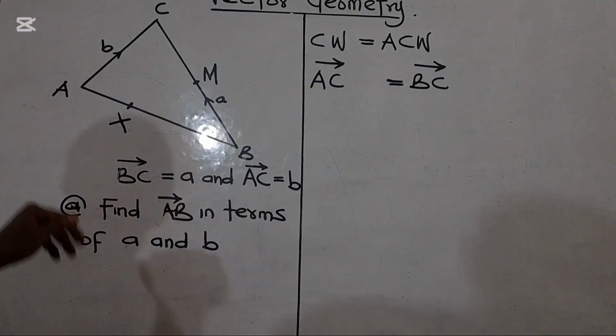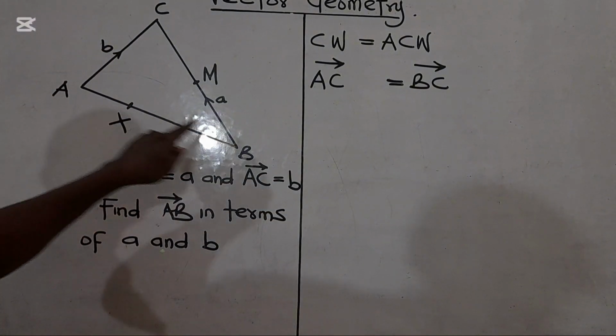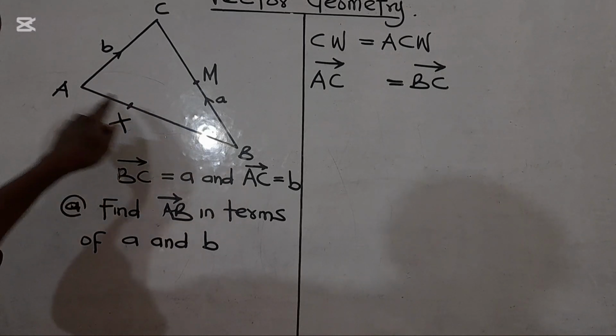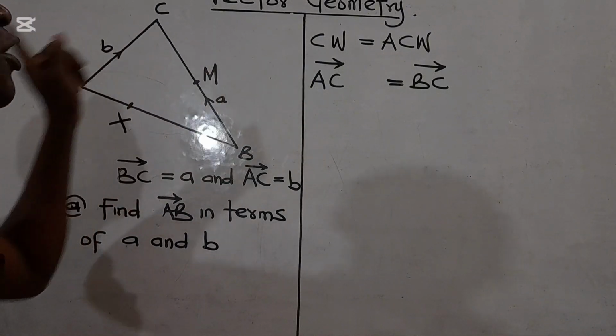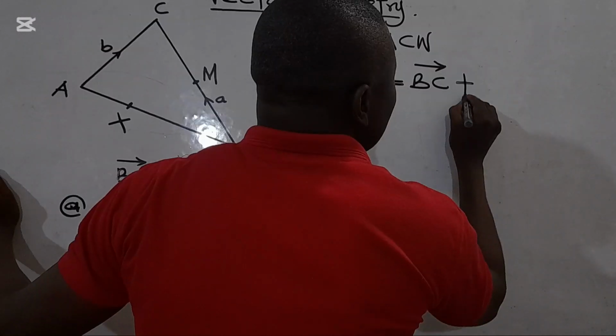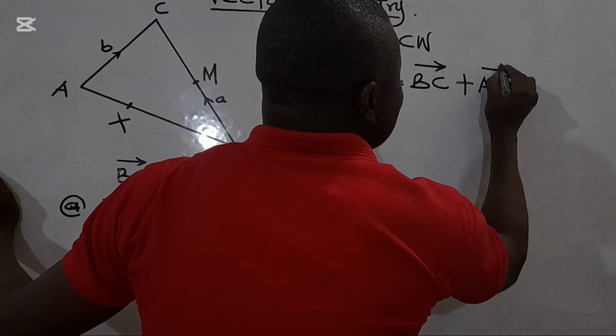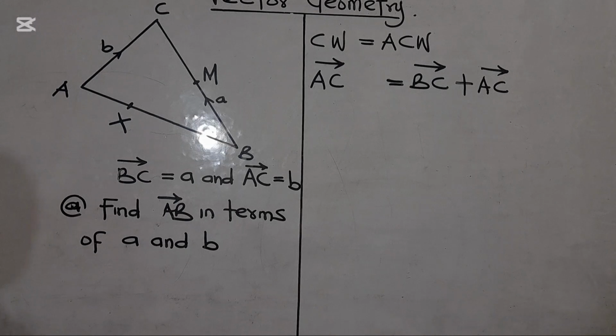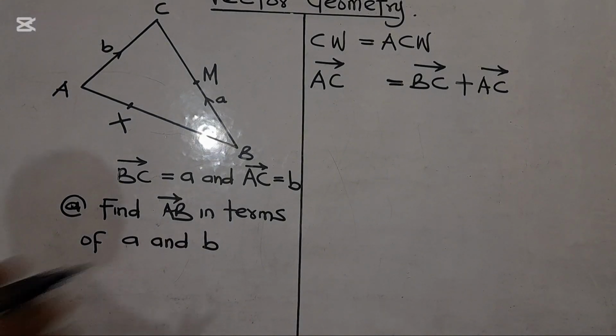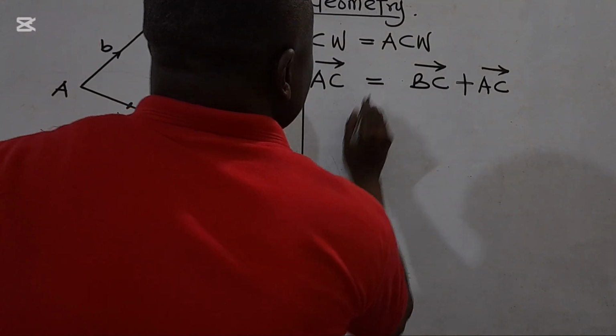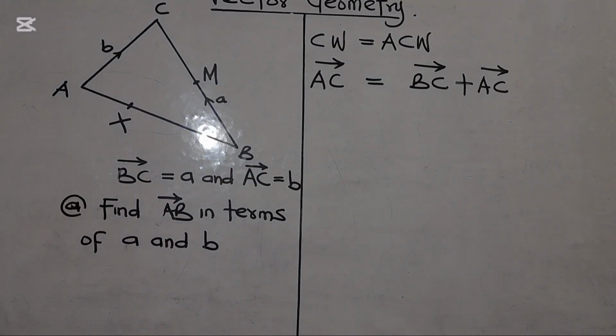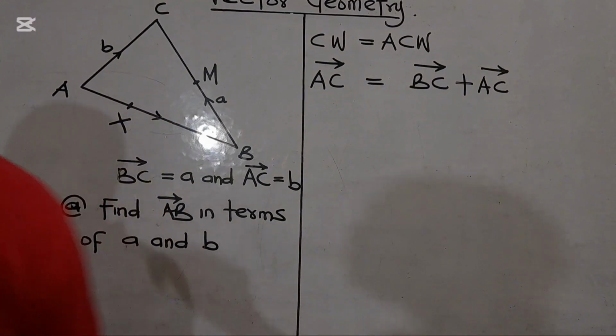Okay, now they say we should find the value of AB. A to B, if you look at it closely, is anti-clockwise. So A to C is anti-clockwise. I want us to look at it very well. That's anti-clockwise. Good. So A to B is anti-clockwise.